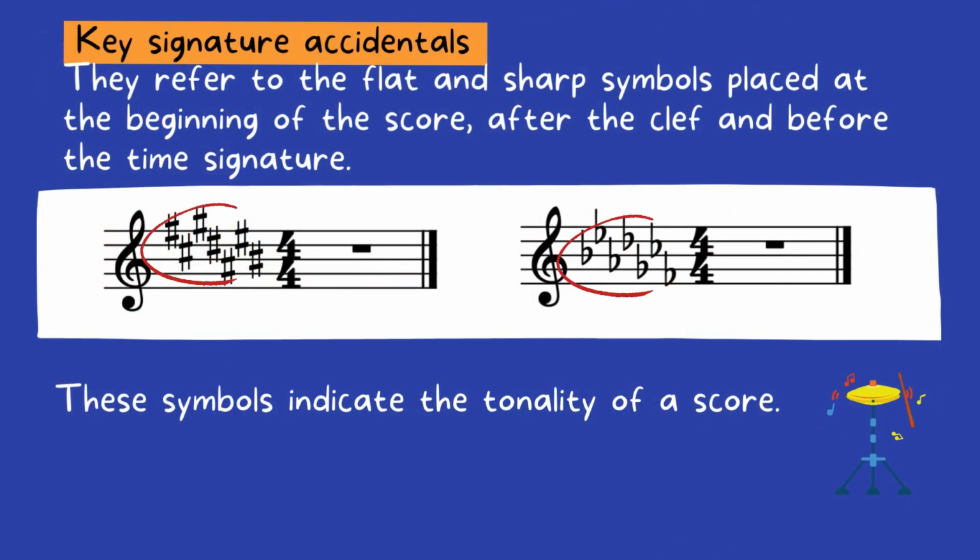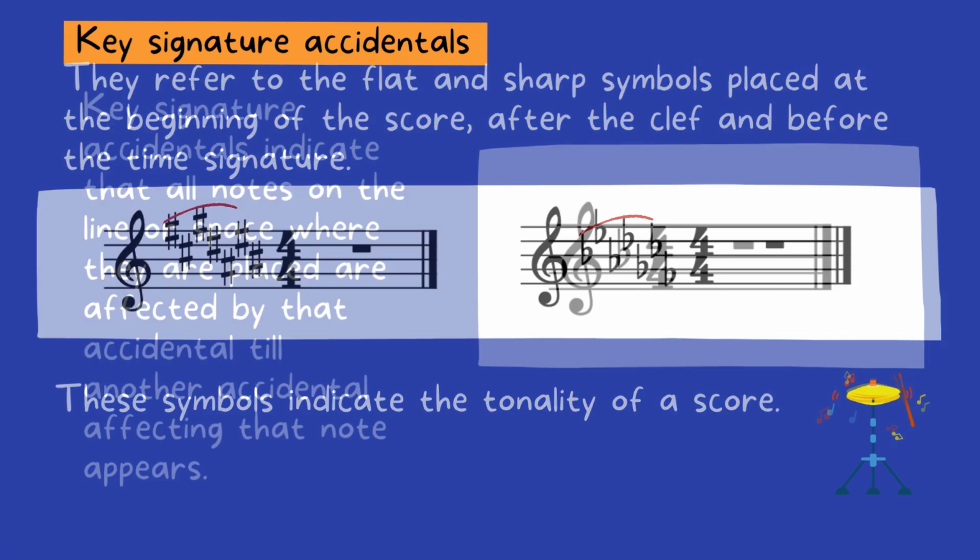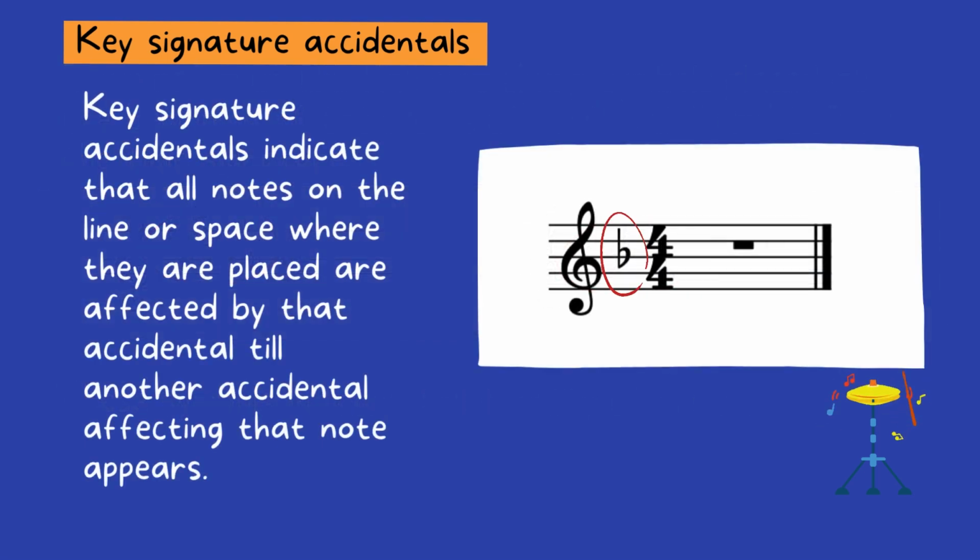Let's revise the concept of key signature accidentals. Key signature accidentals refer to the flat and sharp symbols placed at the beginning of the score, after the clef, and before the time signature. They are used to specify the tonality of a score. Key signature accidentals indicate that all notes on the line or space where they are placed are affected by that accidental, till another accidental affecting that note appears.